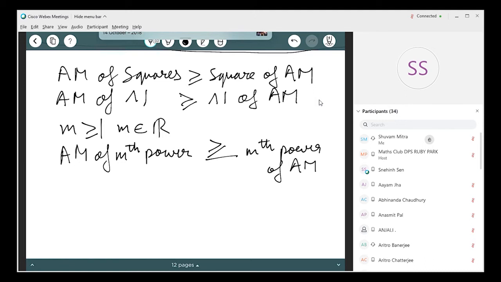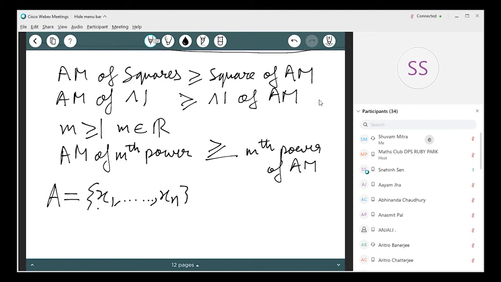Let A be a set x1 to xn. Rather, I won't call it a set. I'm not sure whether you're familiar with this name. It's a multi-set. Basically in a set, all elements are distinct. Like no two different elements of the same value can be there in a set. Basically, 1, 1 is the same thing as 1 as a set, but this is a multi-set over here.